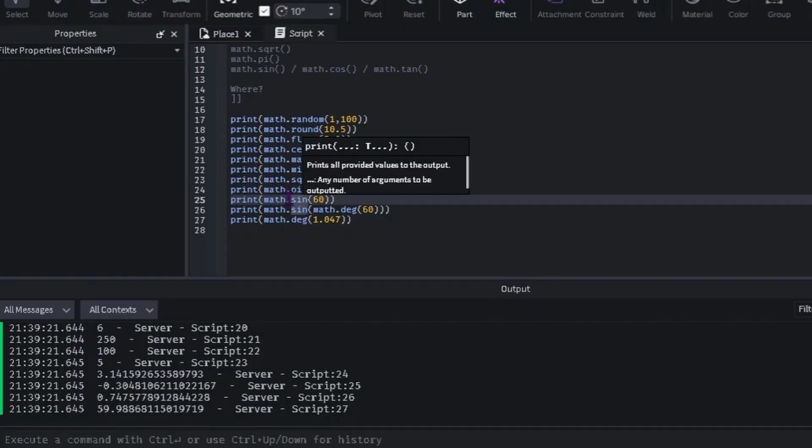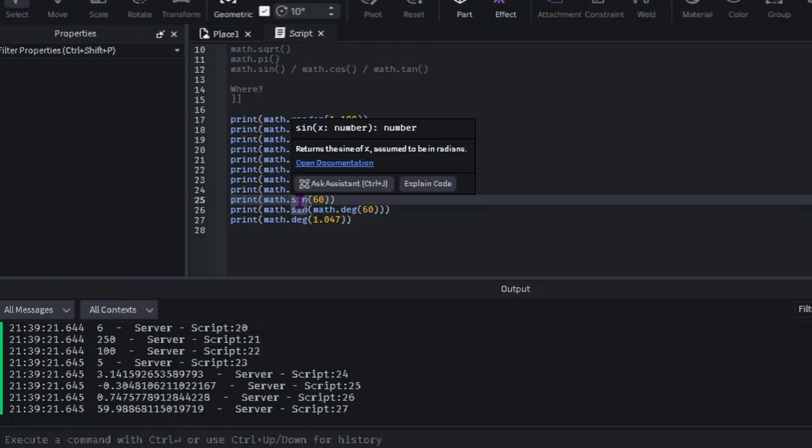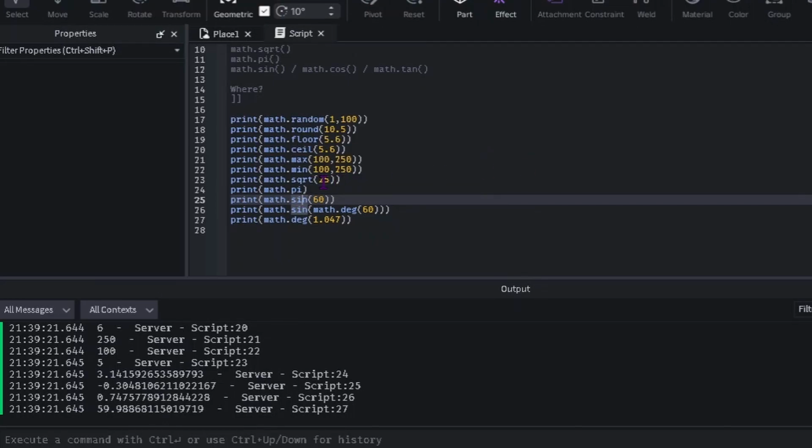So what sine does is, as you can see, I'm hovering my cursor here and it says it returns the sine of x, assumed to be in radians. If you have learned in school or college that sine, tan, cos have a specific graph, then depending on the type of graph for the function, we can make certain projectile motions that way. Depending on the graph, we can determine the direction or the way the projectile motion happens.